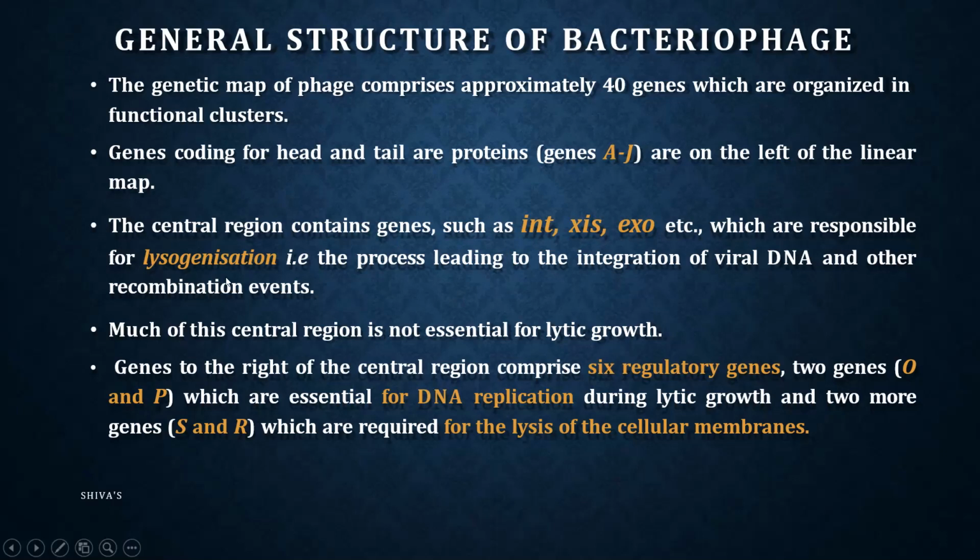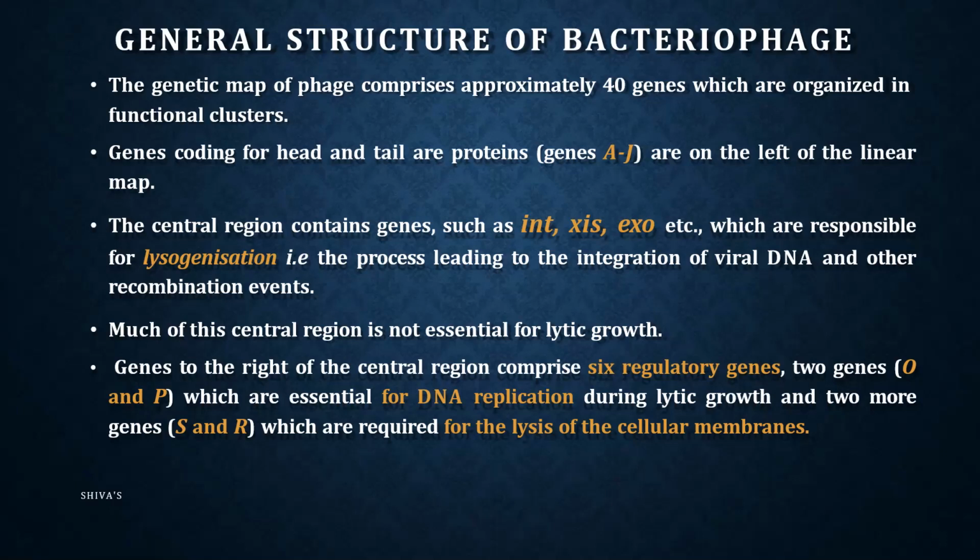These genes are responsible for lysogenization. This is the phenomenon why bacteriophages are so easy to use as a vector, because they have the ability to insert the viral DNA into the host DNA. Much of this central region is not essential for the lytic cycle. As you know, in the lytic cycle they do not have to integrate their DNA into host DNA.